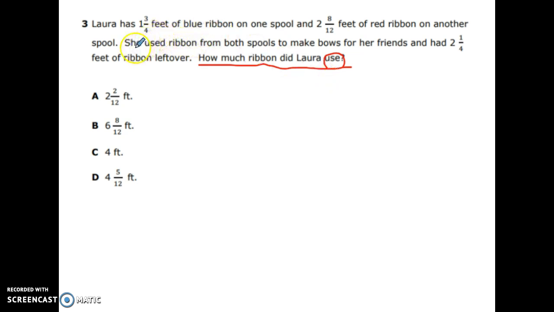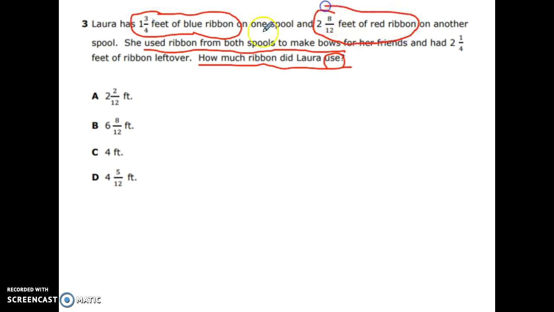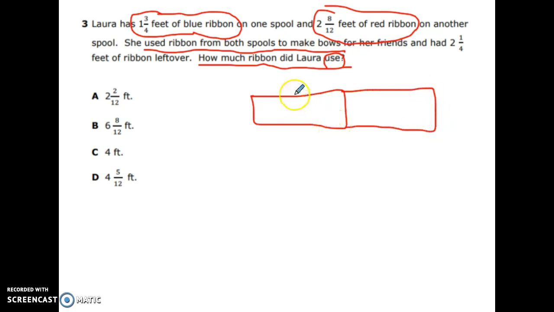So, it tells me that she used ribbon from both spools. I'm looking for that fact right away because it tells me about what she used. She used ribbon from both spools. Oh, both spools. Oh, here's this fact up here. There's 1 3/4 of blue ribbon and 2 8/12 of red ribbon. So she used both of these. So right away, I know that I've got 2 parts here. I've got my red ribbon and I've got my blue ribbon. And together, I'm going to put them together and I'm going to get my total amount of ribbon.